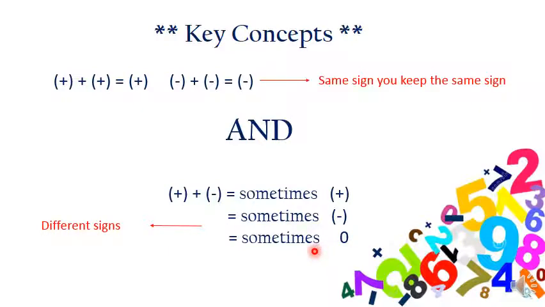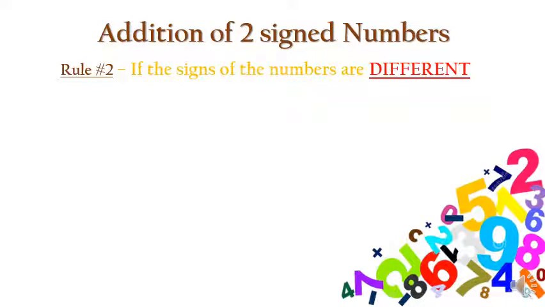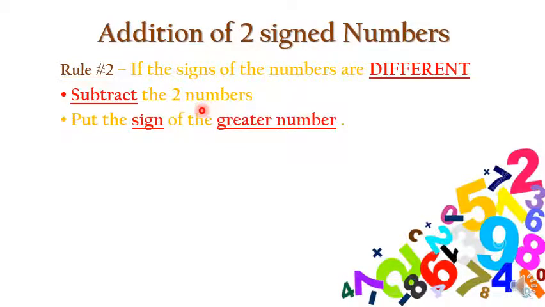Okay, so let's discover how can I know what is the answer. Let's discover the rule. Addition of two signed numbers having different signs. If the two signs of the numbers are different, this is rule 2. What to do? Subtract the two numbers and put the sign of the greater number. So we subtract and put the sign of the greater number.